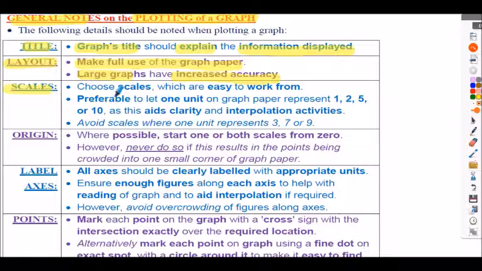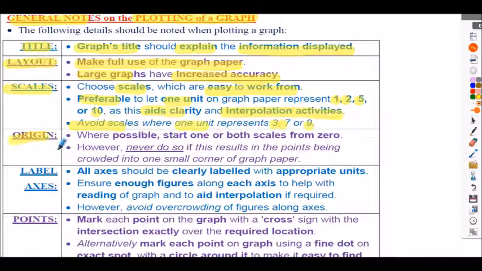Scales. We choose appropriate scales that are easy to work from. Preferable to let 1 unit of a graph equal to something like 1, 2, 5 or 10 increments, because that aids clarity and interpolation activities. Try and avoid scales where 1 unit represents 3, 7 or 9, because they're much more difficult to use in practice. Don't forget the scales on the x and y axis can be different. You could have increments of 10 on the x axis and increments of 1 on the y axis. Choose suitable scales to fit the data you're considering.